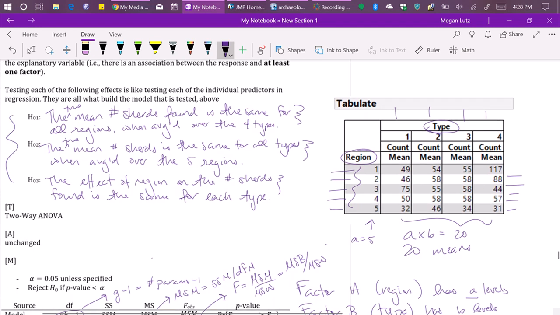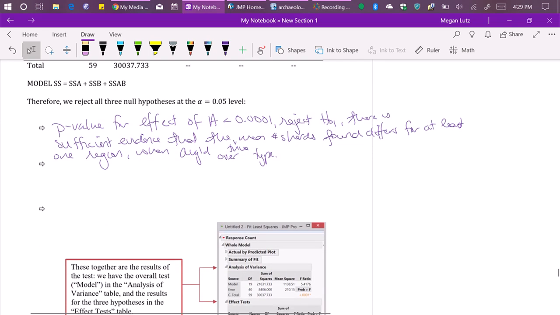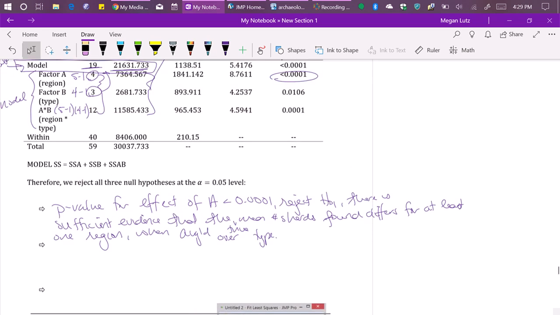And if those 5 rows are not all the same, if there's a big enough difference for at least one of those rows, then we can say there's a difference. Then we can reject that null hypothesis. But in finding those row means, we've averaged over those columns for type. Our conclusion regarding factor B for type is similar. We reject the null hypothesis, that second null.